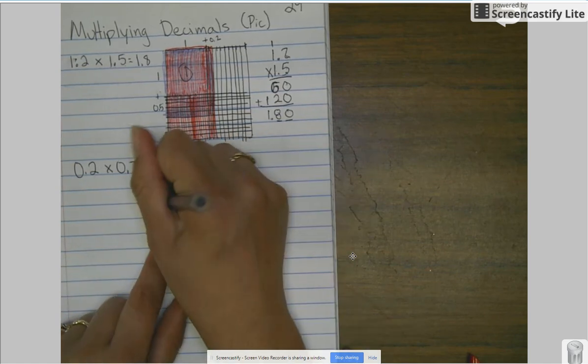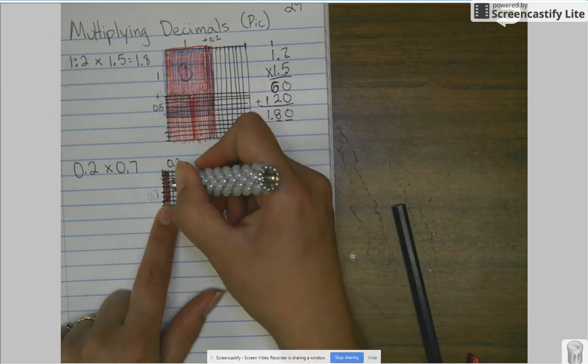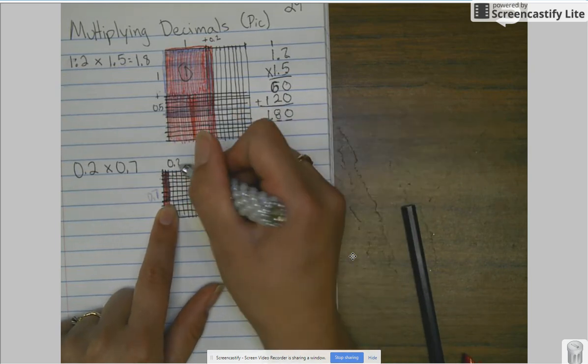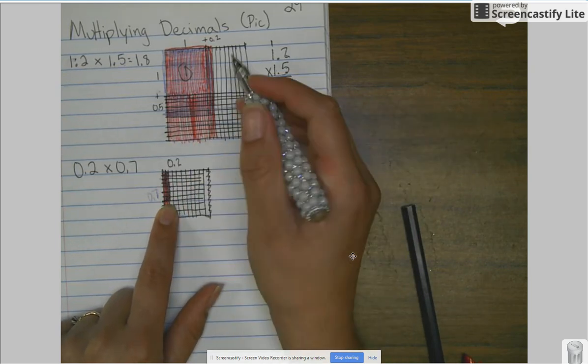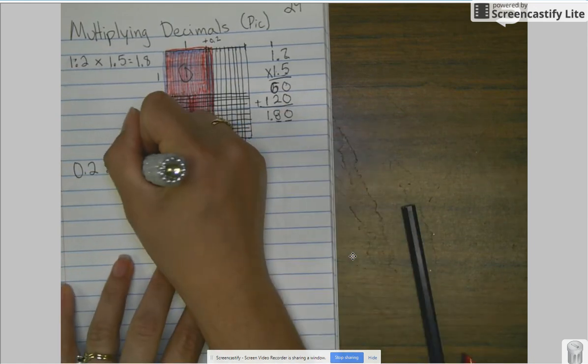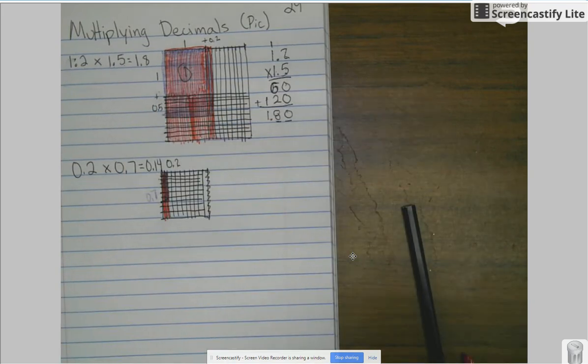Now notice what I have shaded here. I have 1, 2, 3, 4, 5, 6, 7, 8, 9, 10, 11, 12, 13, 14 things shaded. So of the 2 tenths, I want 7 tenths of that. It's a smaller portion than what I originally had. So my answer is 0.14 or 14 hundredths.